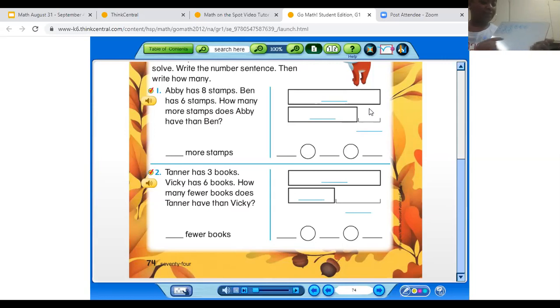How many fewer books does Tanner have than Vicky? Well, let's see. 1, 2, 3. There are 3 fewer books. So I'm going to make sure that I write my 6 at the top of my bar model. I'm going to write my 3 right here. And right here, I'm going to write my other 3 because I have 3 fewer. What's my subtraction sentence? 6 minus 3 equals 3. Very good job.